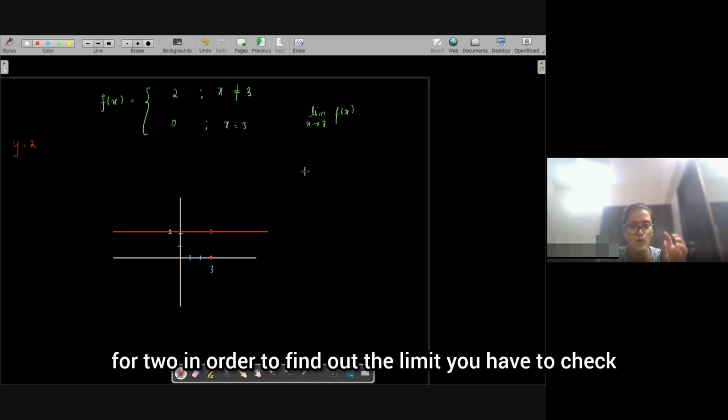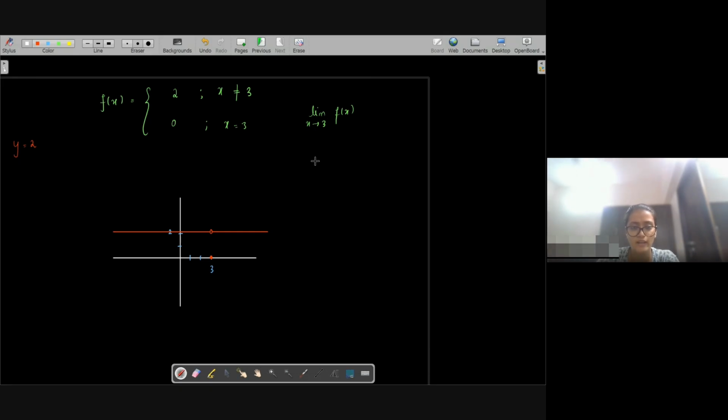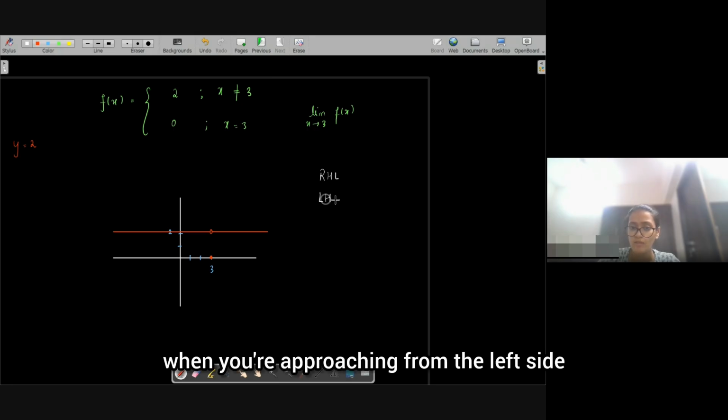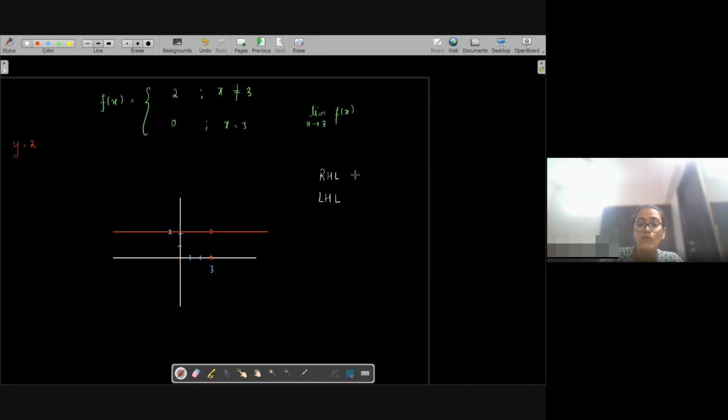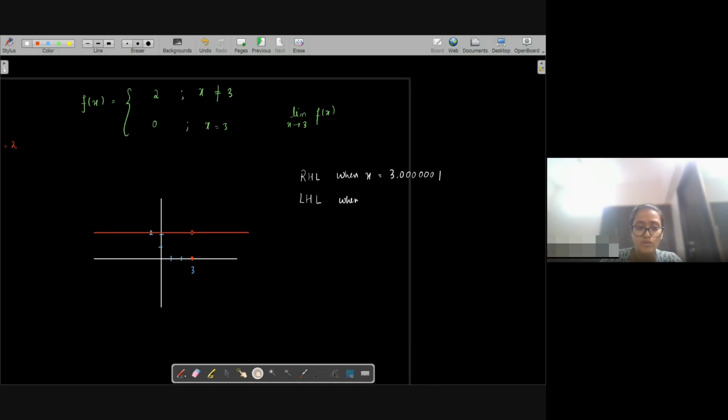In order to find out the limit, you have to check what happens when you approach from the right side. Just remember this small fact. What is happening to the value of the function when you're approaching from the right side, and what is happening when you're approaching from the left side? Right side means when x is 3.00000001. So what will be the value of the function when x is 3.0001? And left side means something less than 3, so 2.99999999. Okay.